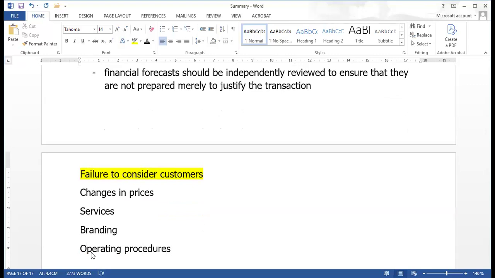And because of that, without considering the customer's expectations, customers may become what? Dissatisfied and move to the competing hotels. If you change the price after acquisition, you change the way you serve the customers, how you brand your things, all other operating procedures are changed. Now, that one can actually cause problems.